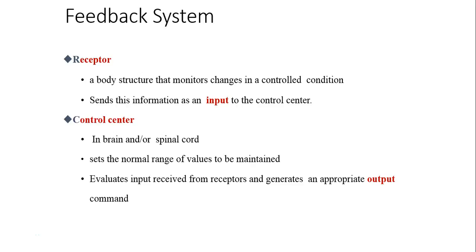It sets the normal range of values to be maintained, and it is constantly evaluating the input received from receptors and generates an appropriate output command. Is the change in the condition enough to warrant the body to do something about it, or are we still within the narrow range and everything's still okay?